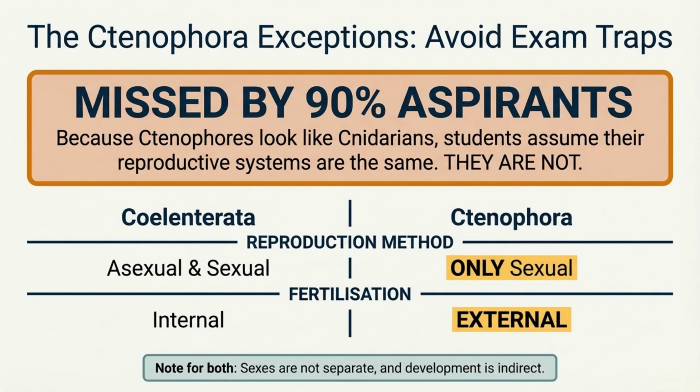Now we will look into some easily confusable facts. Ctenophores and coelenterates may look similar, but their reproduction is different. Coelenterates can reproduce both asexually and sexually with internal fertilization. Ctenophores reproduce only sexually and fertilization is external. A subtle but important point: in both groups, sexes are not separate and development is indirect. If you mix up reproduction here, you lose easy marks.